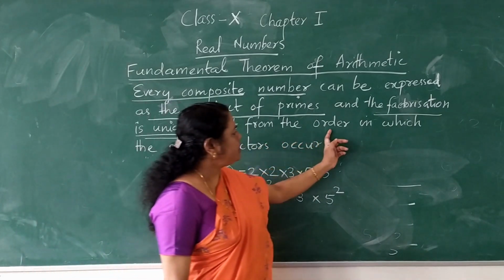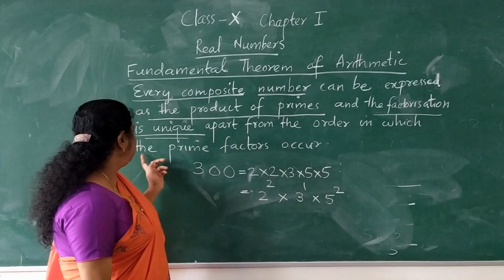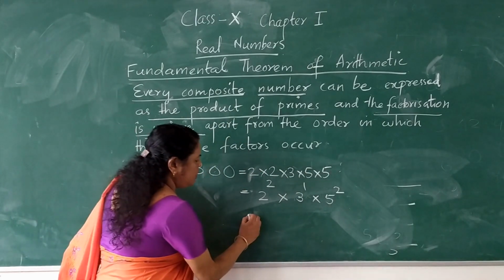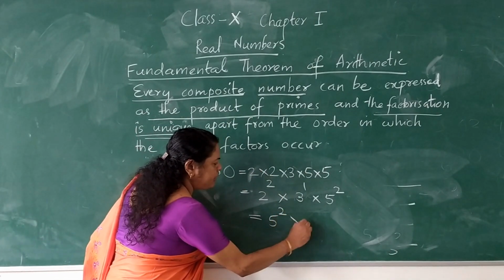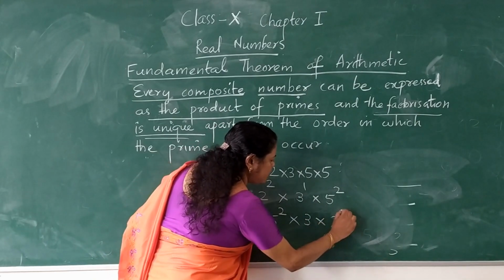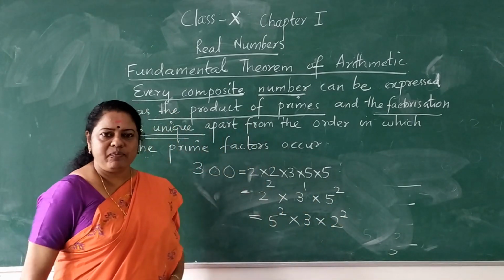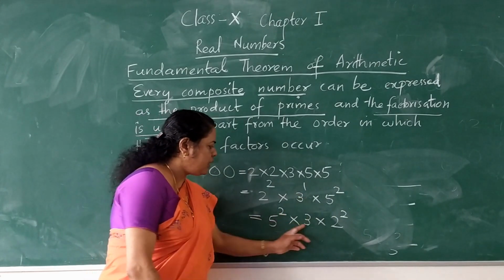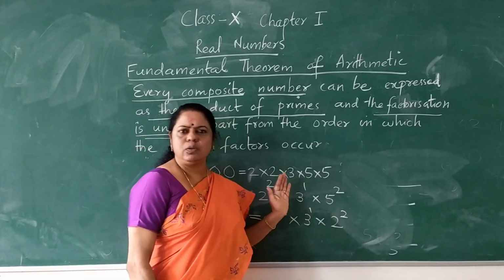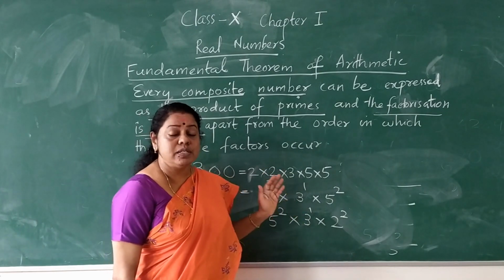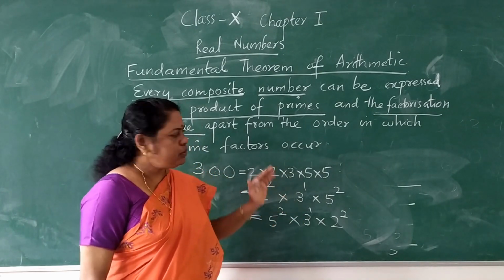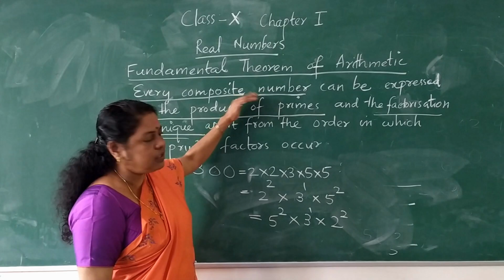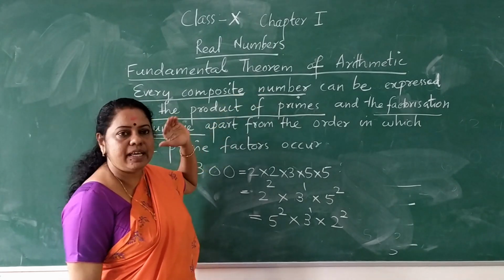Okay. And the last part, the order in which the prime factors occur. No problem in writing this as 5 square into 3 into 2 square. We can change the order of the factors. Write 5 square first, then 3 second, and 2 square. Okay, that doesn't matter. We can write it in any order. So this is given as the theorem. We generalize and write it as a theorem.